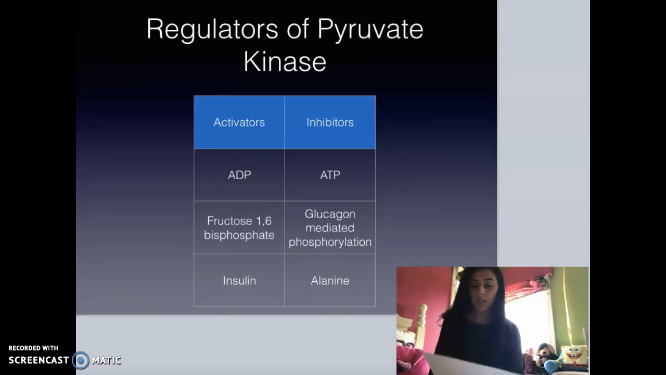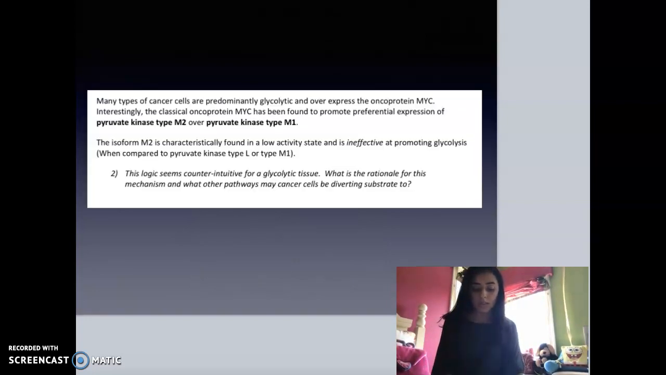Now addressing part 2 of the question, which explains a bit about the pyruvate kinase type M2 and how it is ineffective in promoting glycolysis, which seems counterintuitive for a glycolytic tissue. The reason these cancer cells are slowing down the pyruvate kinase step is so that pyruvate is not the only product that is being formed in this reaction. For cancer cells to thrive, they need other organelles to be made or other products that can keep their cells growing. These cells have consequently cleverly developed a way to meet their needs using the substrates present to their advantage.